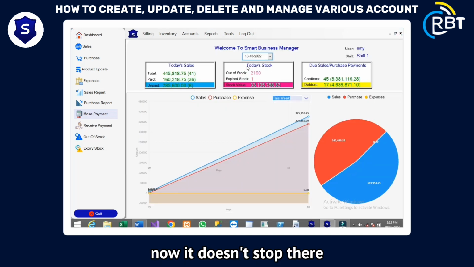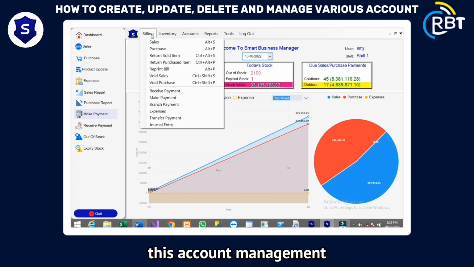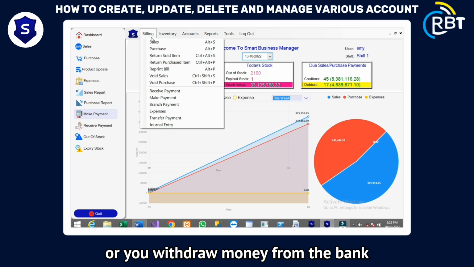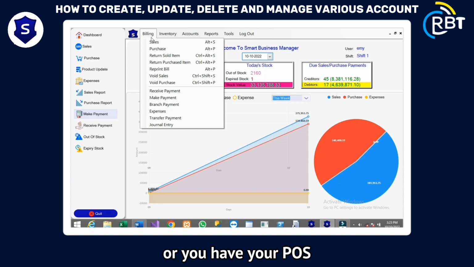Now it doesn't stop there. I'm talking about this account management now, you can have a situation whereby you made a sale or several sales of the day, let's say in cash, and you now wish to pay them into the bank, right? Or you withdraw money from the bank, you want to pay it into your cash, or you have your POS account, right? And your POS, the following day, for some persons, the POS money has moved from your POS account to your cash. All you need to do is just go to transfer payment under billing.